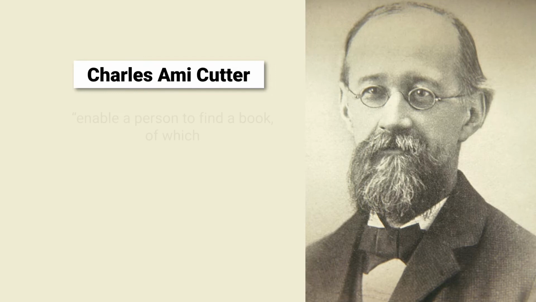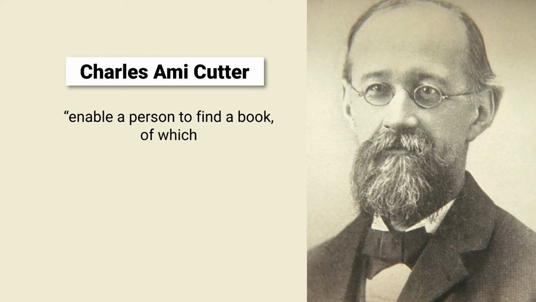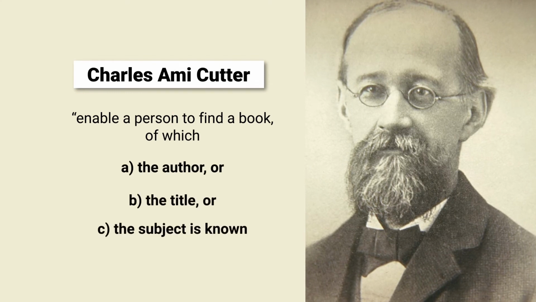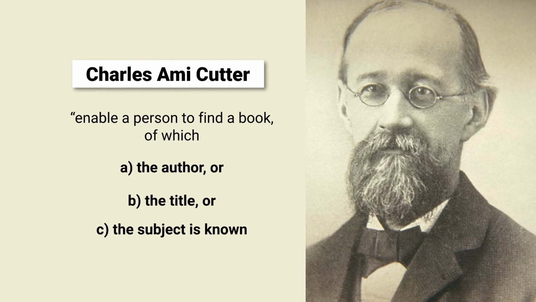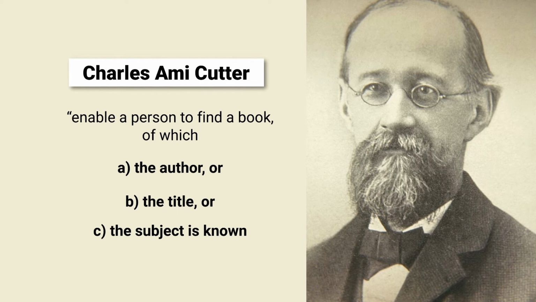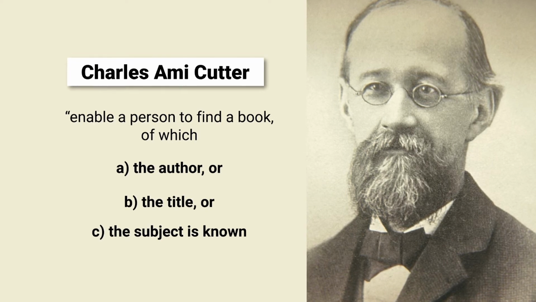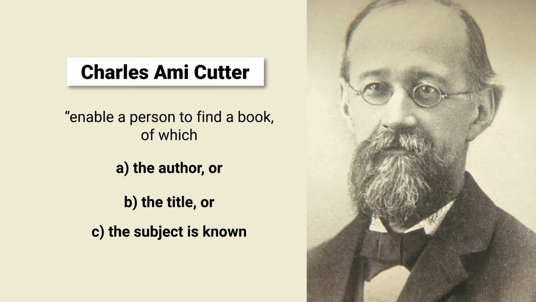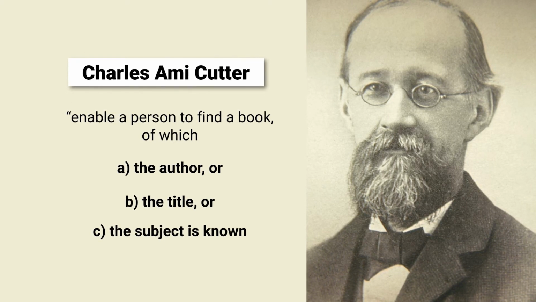The objectives are to enable a person to find a book of which the author or the title or the subject is known. I want a book by a particular author. I want Prolegomena to Library Classification by S.R. Ranganathan. So, I want a book by S.R. Ranganathan. I know the author. The catalog will help me. It is the objective of the catalog to help me. I want a book which has a title Prolegomena to Library Classification. The title is known to me. The objective of the library catalog is to help me.